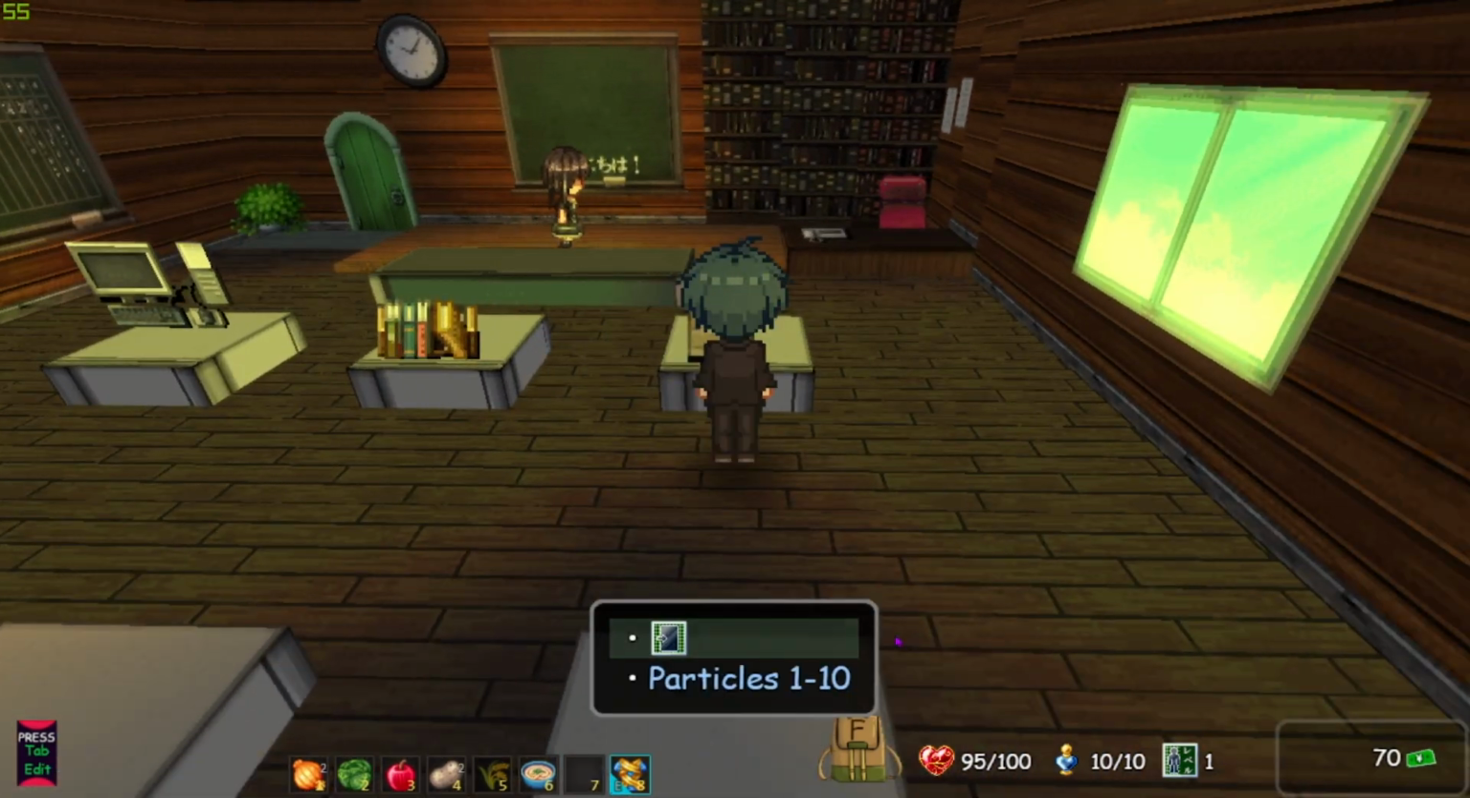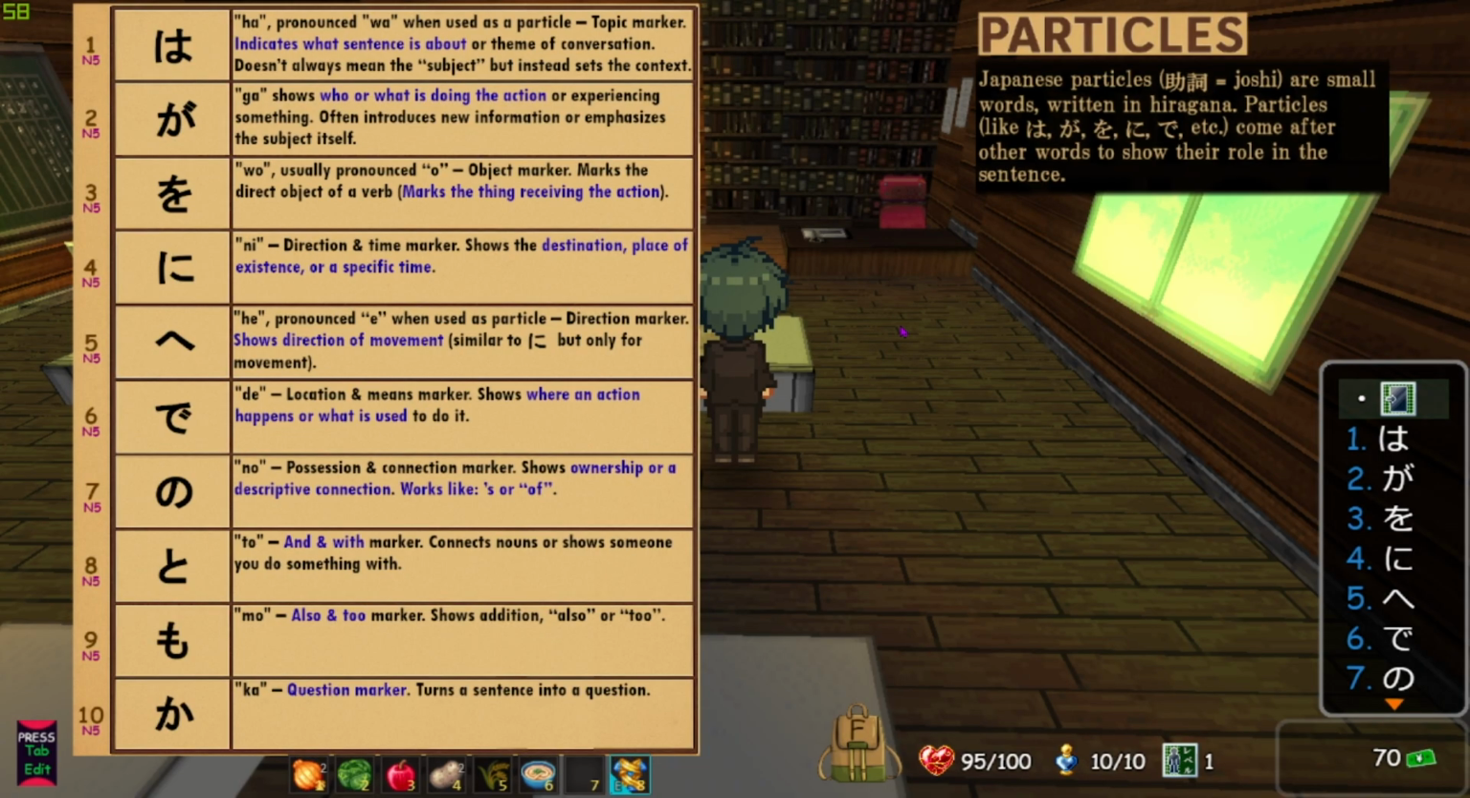Today we're covering the 10 particles of Japanese. These are the core 10, so keep in mind some of them might have more meanings later on, but you want to get to know these before you move on to the others.